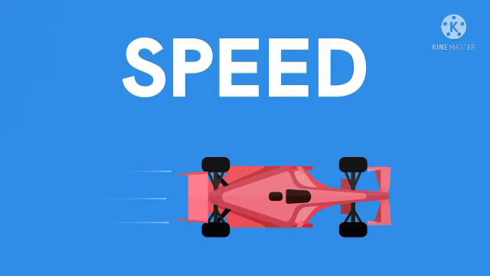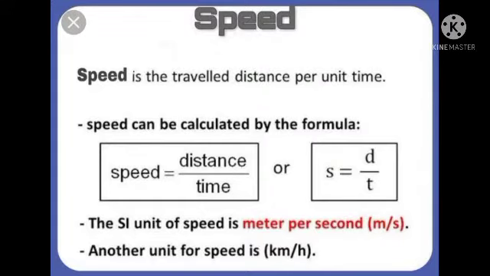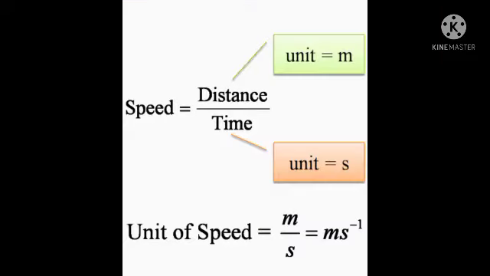The next one is speed. Speed is the quantity which shows how fast the body is moving. In technical terms, speed is defined as the distance travelled in a unit time. The formula of speed is distance by time. From this, we can identify that the SI unit of speed is meter per second or m s^-1.